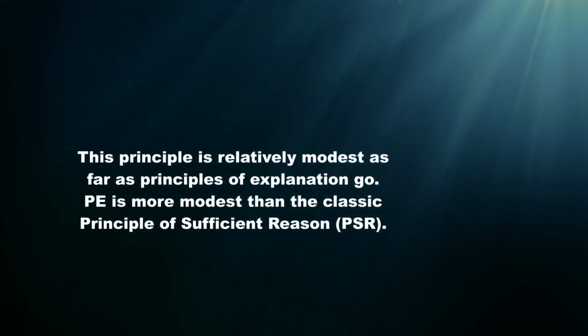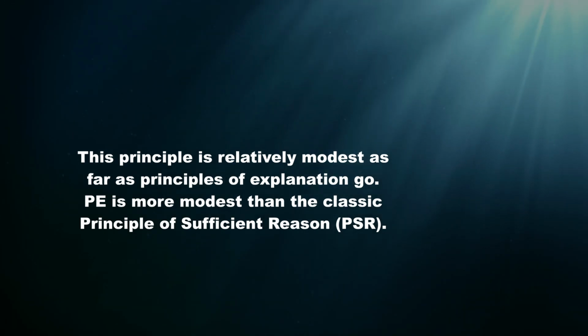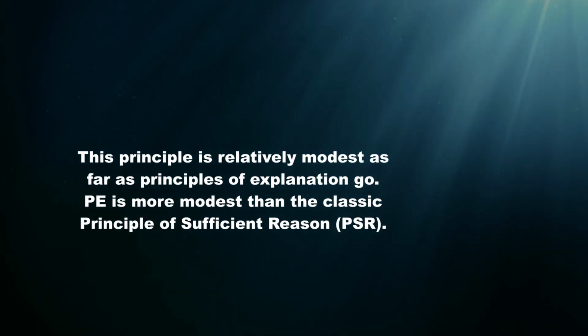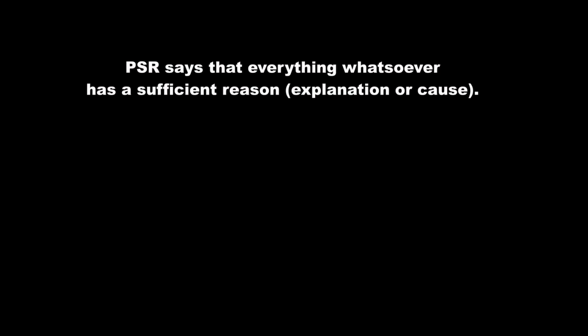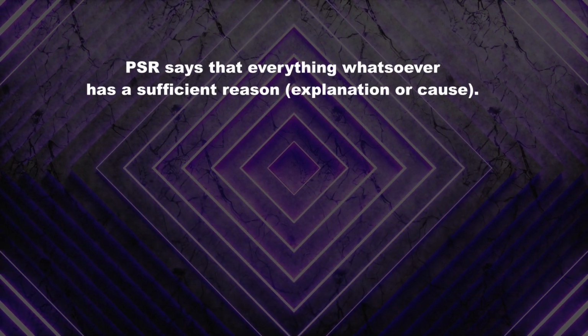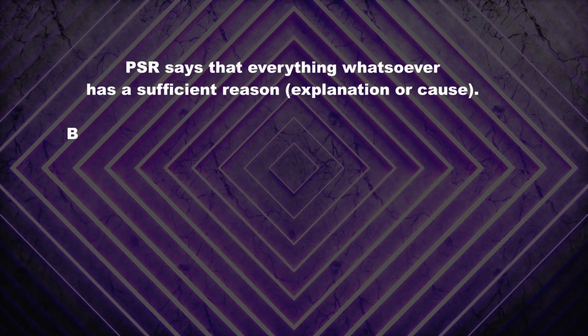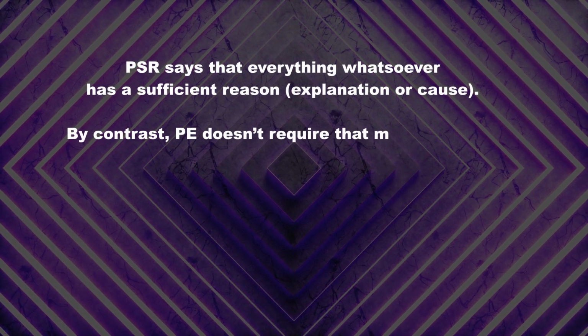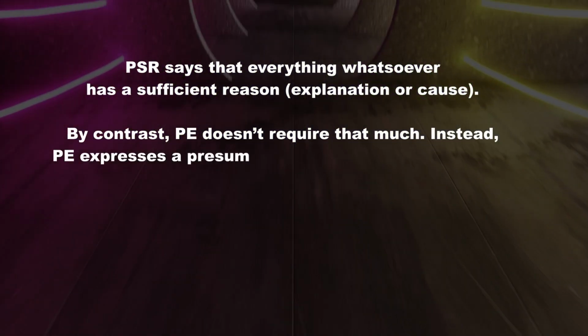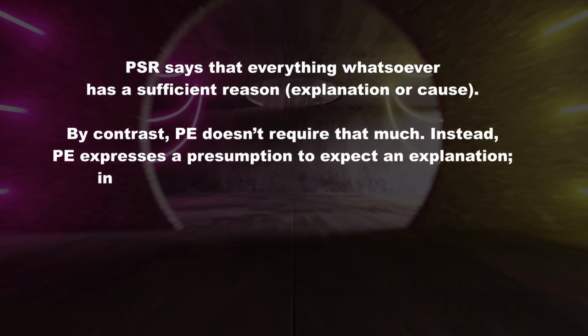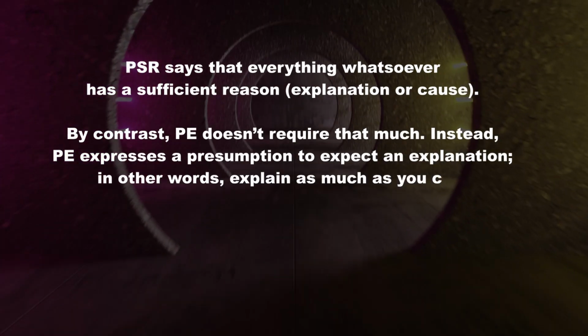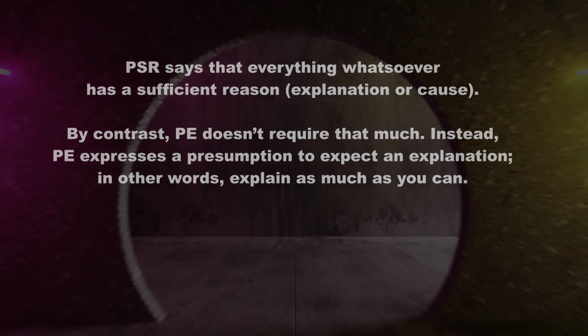Other things being equal here just means that this principle applies everywhere where the circumstances stay the same. This principle is relatively modest as far as principles of explanation go. PE is more modest than the classic principle of sufficient reason, which is the explanatory principle typically used in some sort of contingency argument like this. The PSR says that everything whatsoever has a sufficient reason or an explanation or a cause. By contrast, PE doesn't require that much. Instead, PE expresses a presumption to expect an explanation. In other words, explain as much as you can.